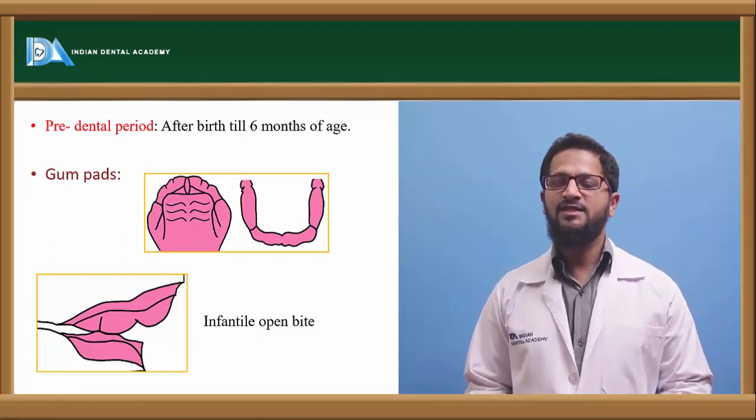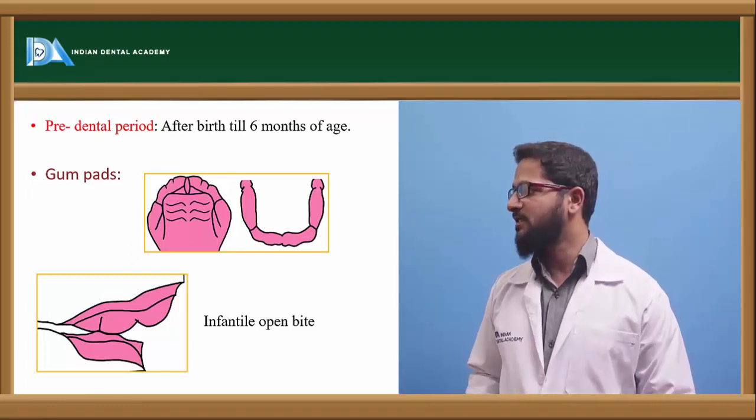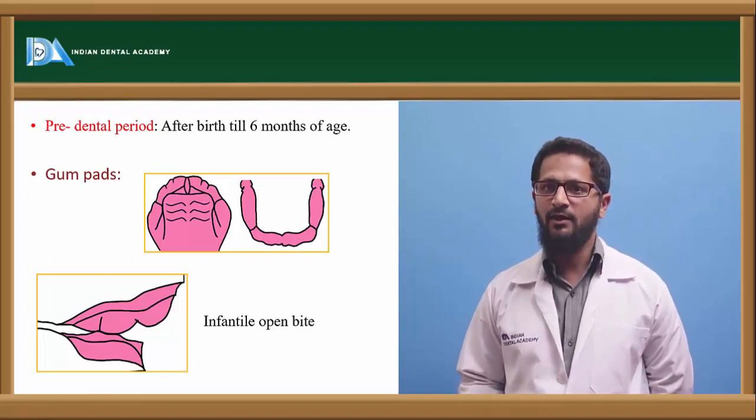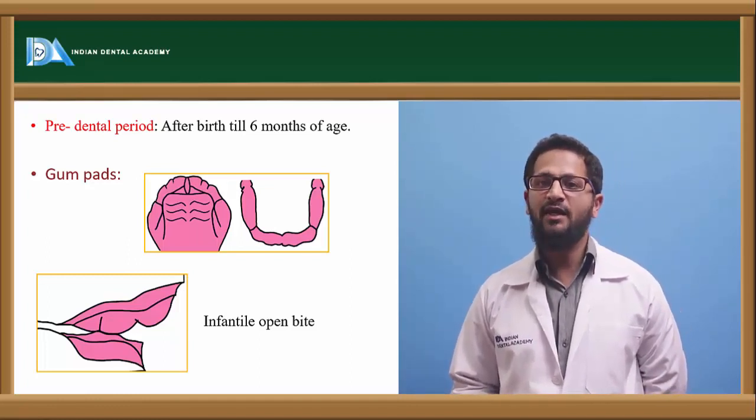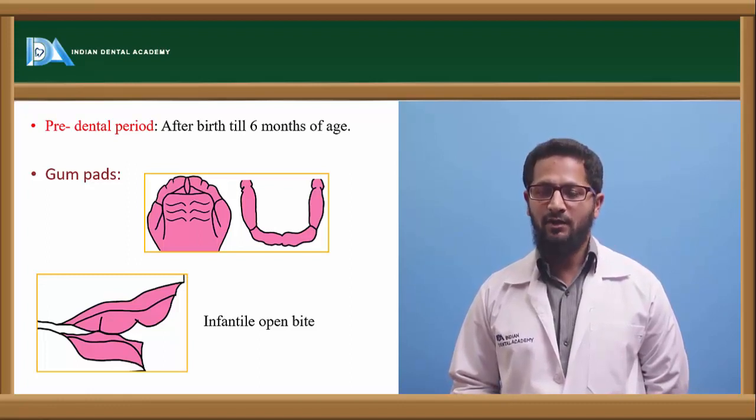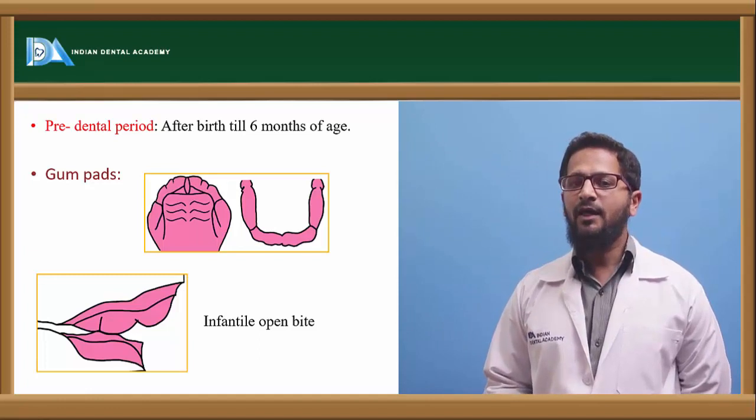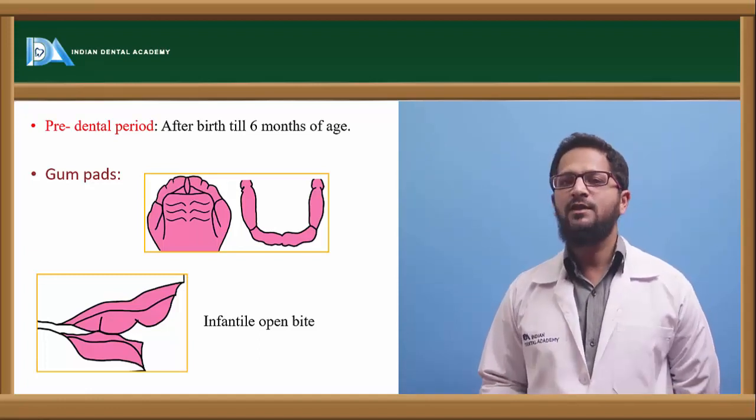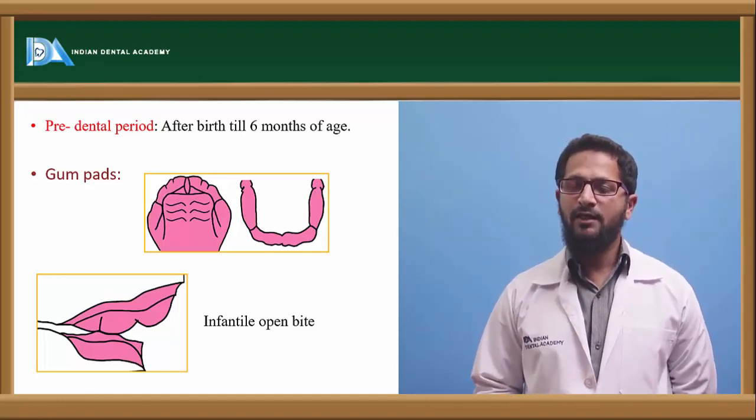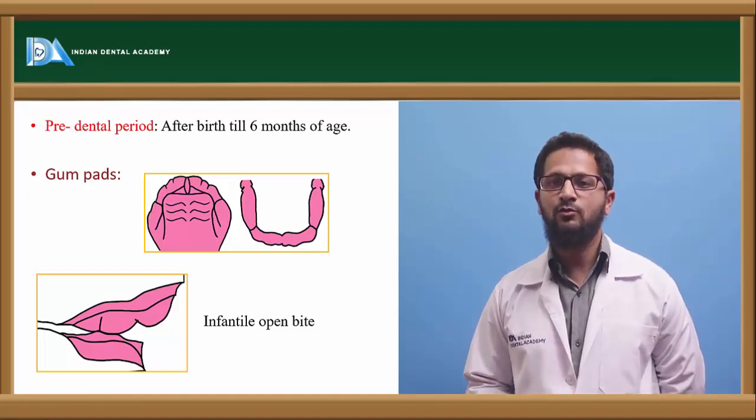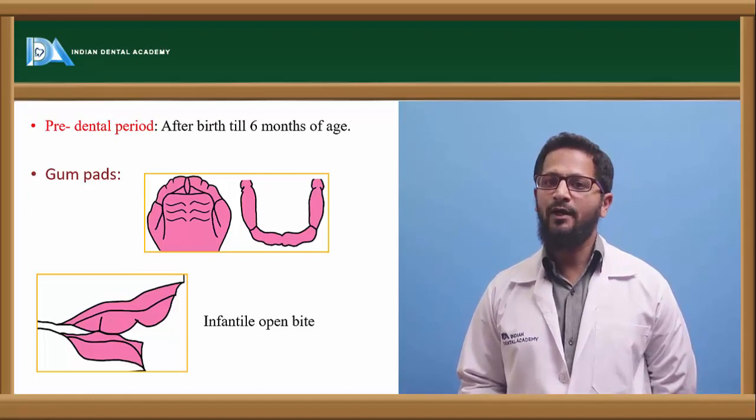The pre-dental period is characterized by the presence of gum pads. The gum pads are present in both the maxilla and the mandible. Gum pads are usually pink in color. They are firm and covered by a dense layer of fibrous periosteum. Upper and lower gum pads are almost similar to each other, but the upper gum pad is usually wider and also longer when compared to the lower gum pad.